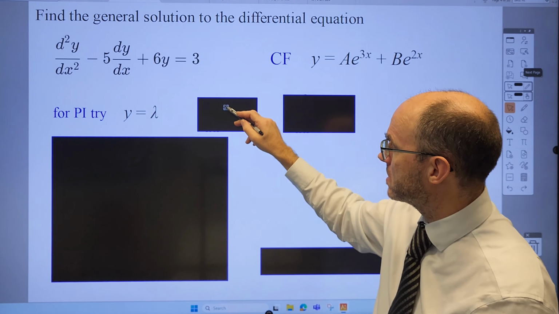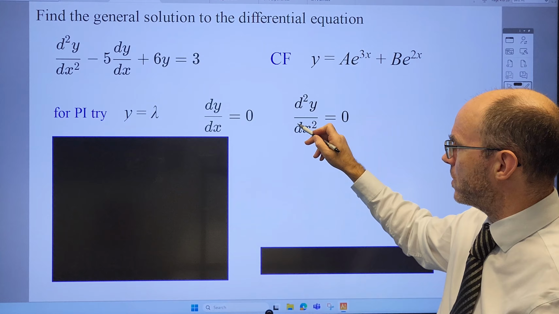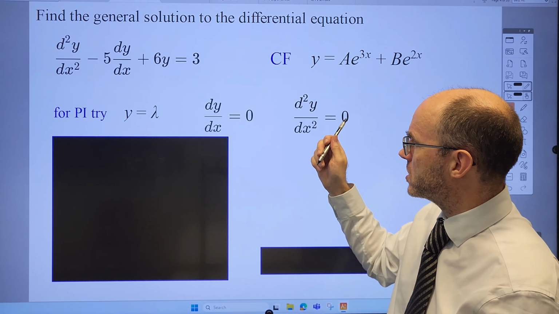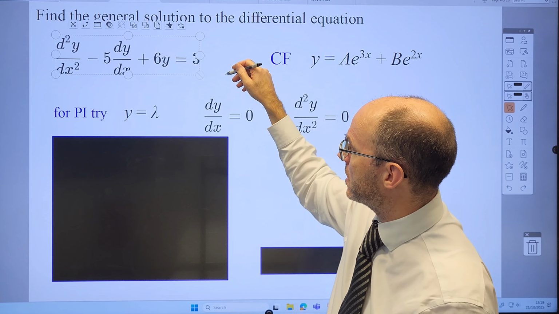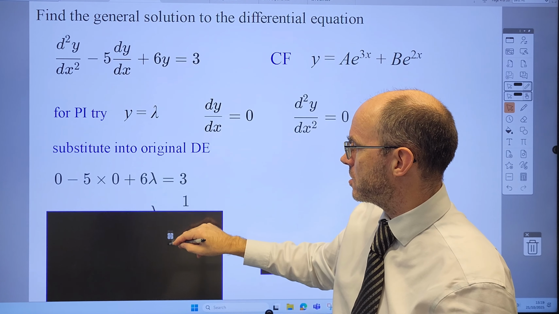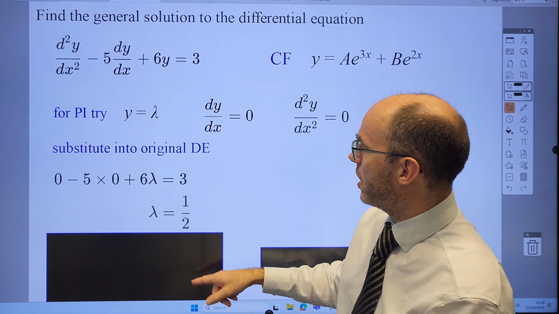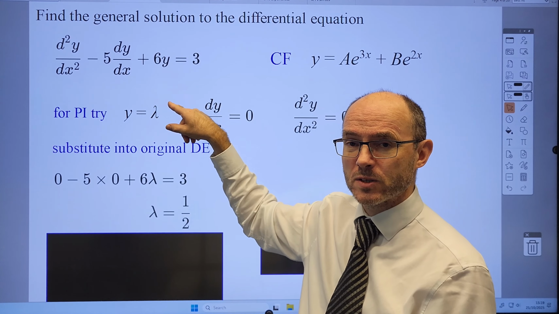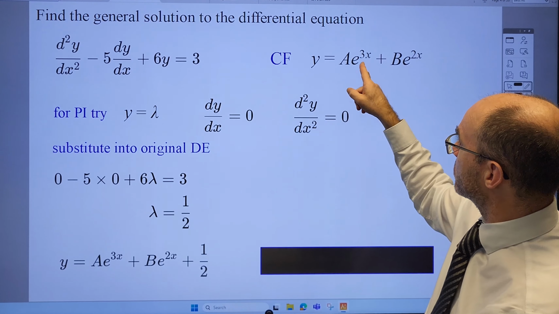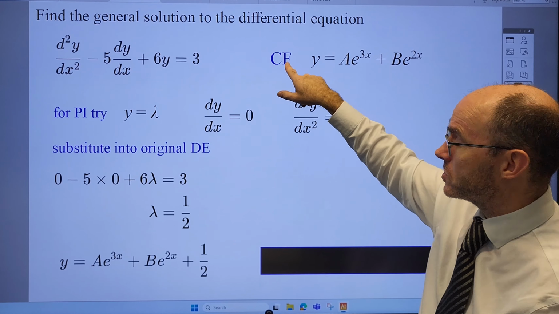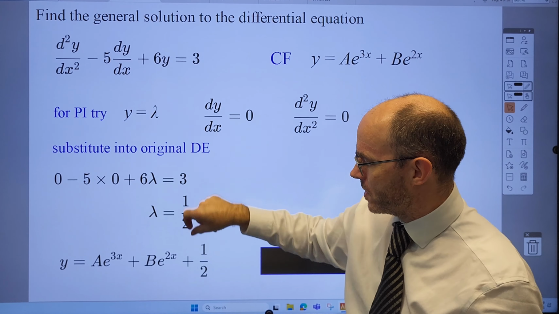So y equals lambda, dy dx is clearly 0 because lambda is a constant, and also d²y dx squared is also 0. And when you substitute these in, you're going to get 0, subtract 5 times 0, plus 6 times lambda equals 3. So clearly 6 lambda equals 3, lambda equals a half. And then that is it. That is what our particular integral will be. y is equal to a half. Then you put them together, your general solution will look like this. The beginning bit, the complementary function, CF, y equals A e to the 3x plus B e to the 2x, and then added to 1/2.